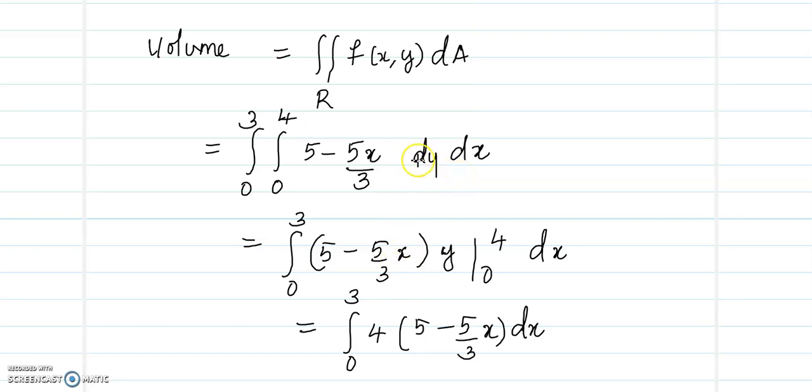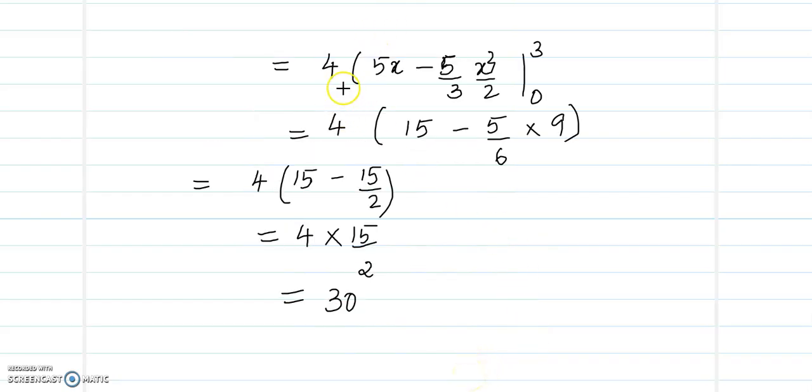Upon integrating with respect to y first, x will be considered as constant. So 5 minus 5x/3 will be constant. The integral will be (5 minus 5x/3) times y. Apply the limits from 0 to 4, so we will get 4 into (5 minus 5x/3). Now again integrate with respect to x. We will get 4 into (5x minus (5/3) x square by 2). Applying the limit from 0 to 3 and simplifying, we will get the required volume to be 30.